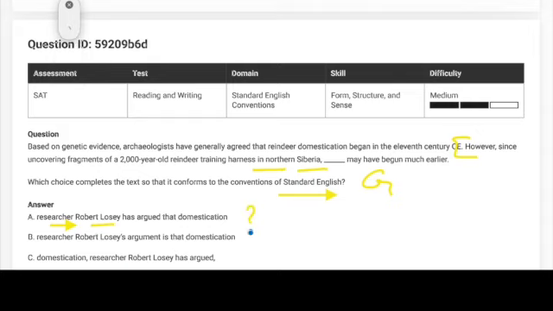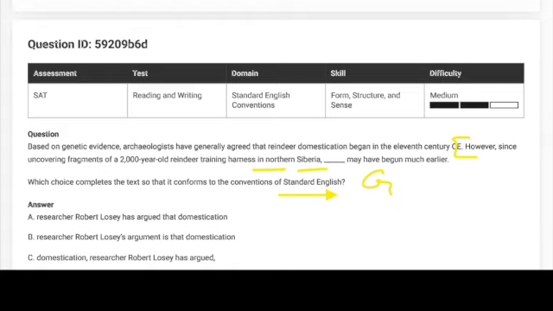What about the second one? Again, it says the researcher Robert Lozzi, so I can keep this as a maybe too, right? But what about the third one? Domestication. Obviously, domestication was not exactly uncovering fragments of a 2,000-year-old reindeer training harness in northern Siberia. Then what about the fourth one? The argument. Obviously, the argument was not uncovering fragments of a 2,000-year-old reindeer training harness in northern Siberia. So, what should be our answer? The first one or the second one? The correct answer over here is the first one.